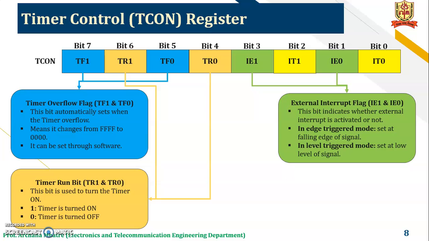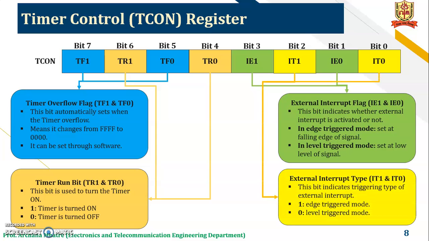Next, for interrupts, IE0 and IE1. This is the external interrupt flag. This bit indicates whether the external interrupt is activated or not. In edge trigger mode, it is set at the falling edge of a signal. In level trigger mode, it is set at the low level signal. Next bits are IT0 and IT1, that is the external interrupt type. This bit indicates the triggering type of the external interrupt. If it is 1, then the type is edge trigger mode. If it is 0, then the type is level trigger mode. So these 4 bits are for interrupt control.